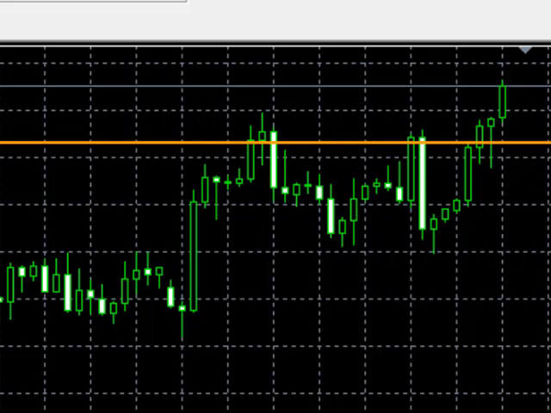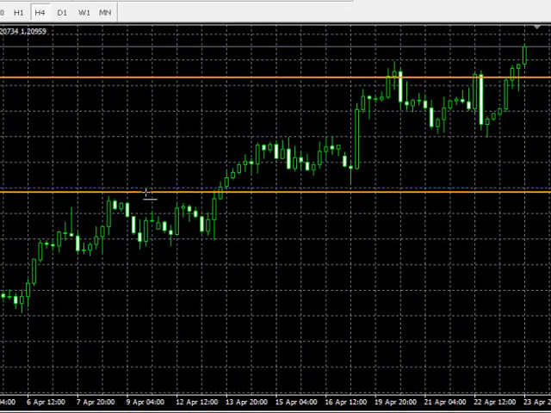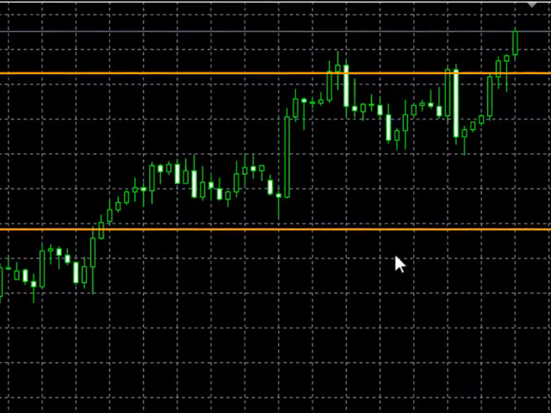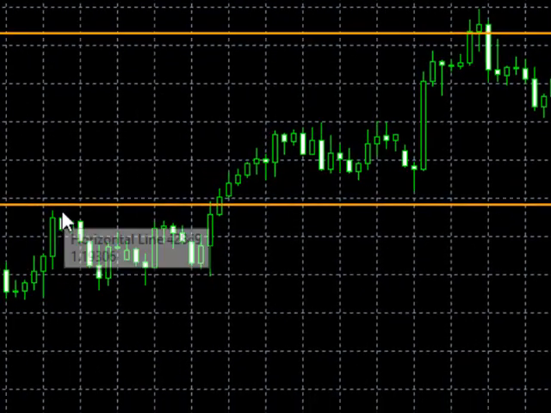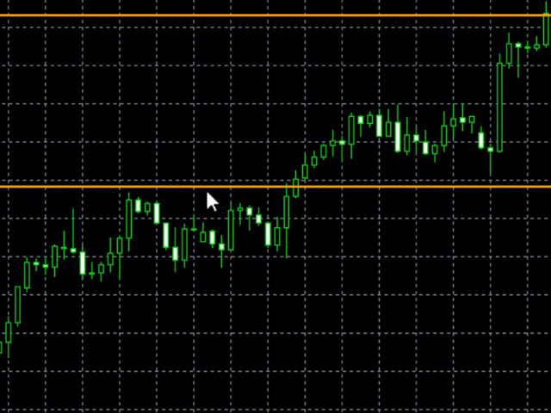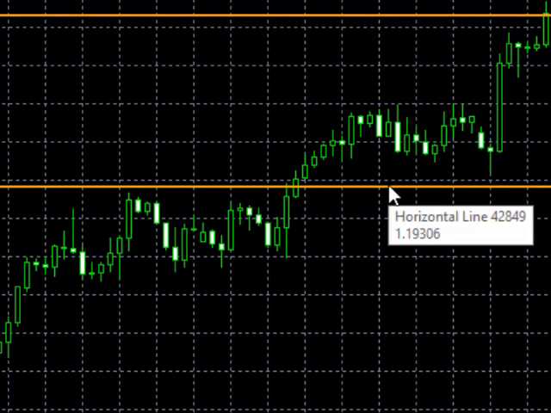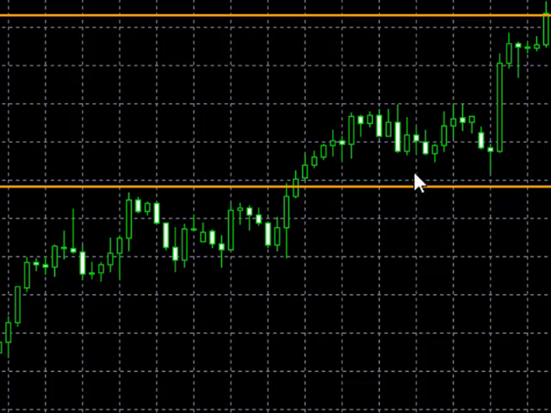Let me also draw a line here to show you what I'm talking about. You see, it reacted to this line at this region. It also reacted to this line at this region. These things are in shades of gray. It cannot be accurately touching the line always, but there must be a kind of reaction to support and resistance. Those are trending pairs.